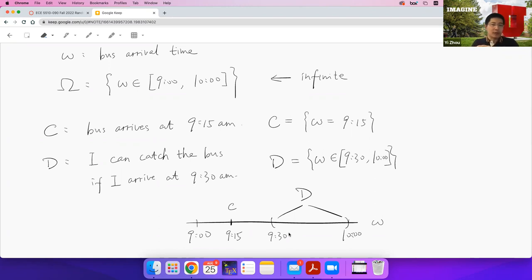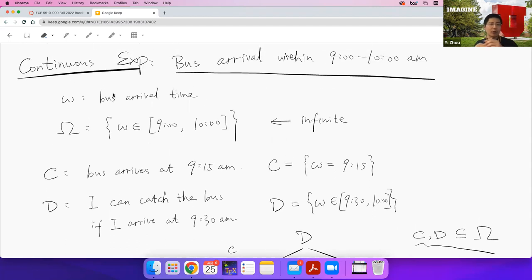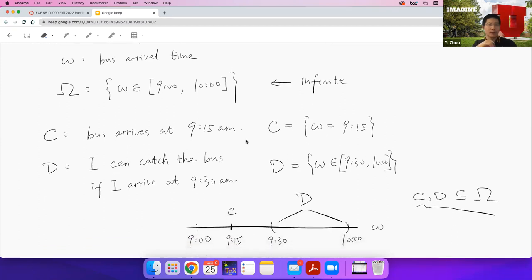And again, you can see from this example that these events, both C and D, are a subset of omega. That's why we call them events. Mathematically, events mean subsets, proper subsets of the omega set. C is a single point belonging to omega, while D is an interval, and this subset also belongs to omega. So both are events. This is how we describe events mathematically in probability theory. You first need to understand your experiment of interest and figure out all the possible outcomes, and they form an omega set. And then any subset is called an event.